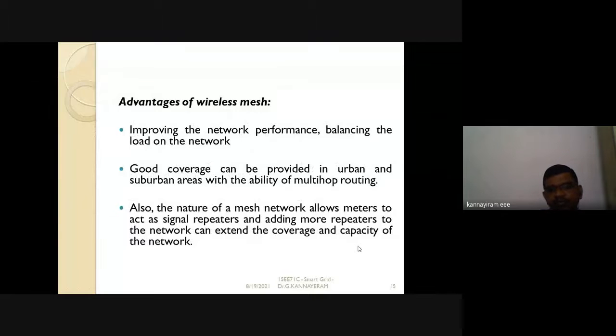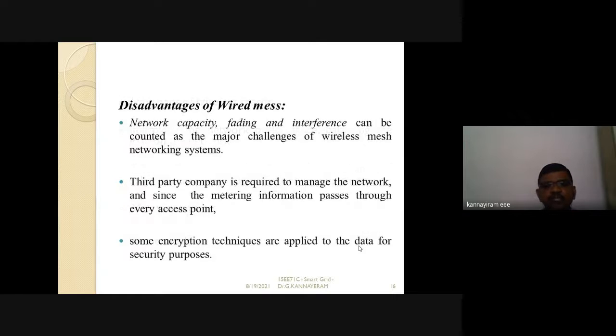Merits: you already have good coverage that can be provided for urban and suburban areas. We can use multi-hop routing to improve network performance, balancing the load on the network. Because of the nature of the mesh network, the meters can act as signal repeaters, and adding more repeaters in the network can extend the coverage and also the capacity of the network. That is the main advantage of wireless mesh network.